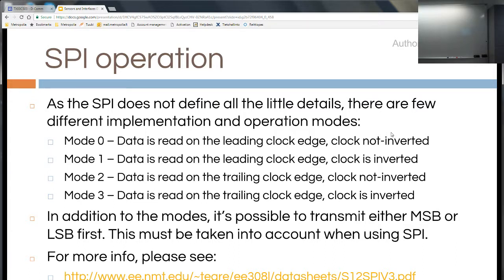What will determine which mode to use? The datasheet of the device. And of course you may have different slaves with different modes while using one single transmitter. You need to change the mode for the device that you're reading.